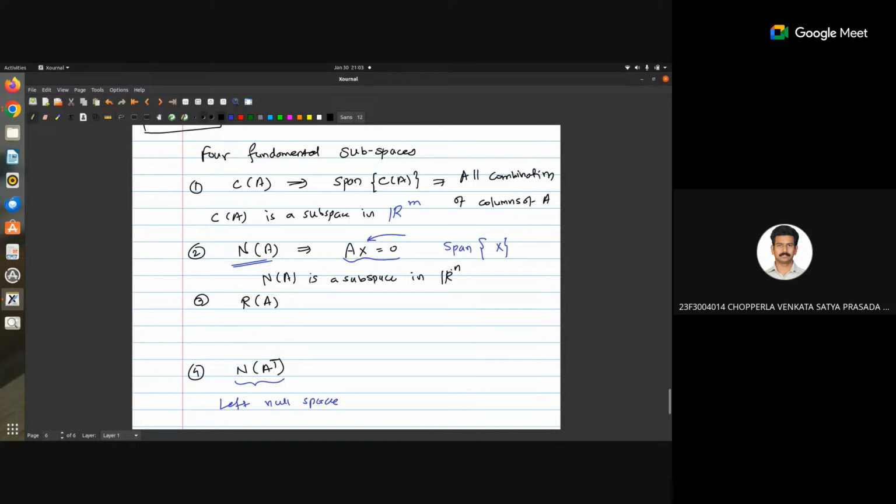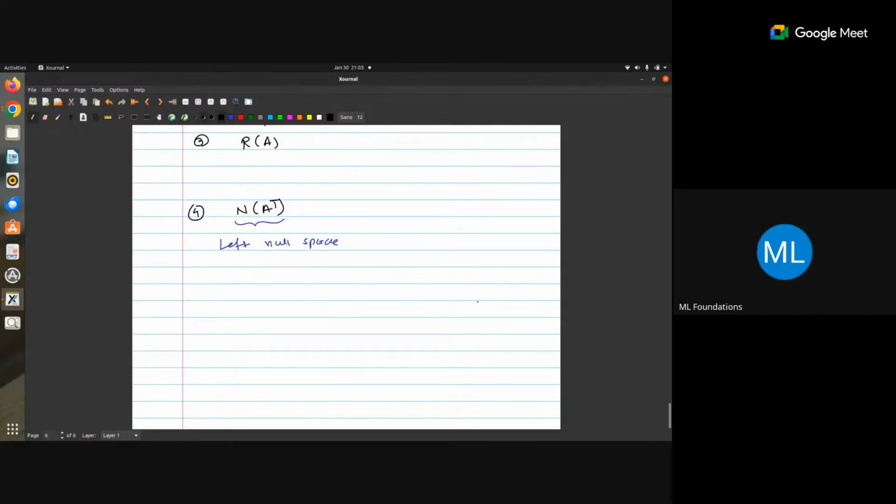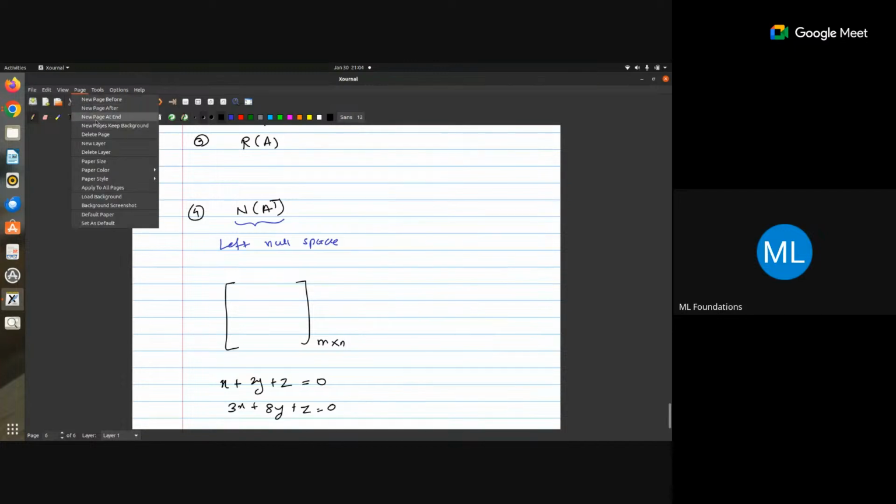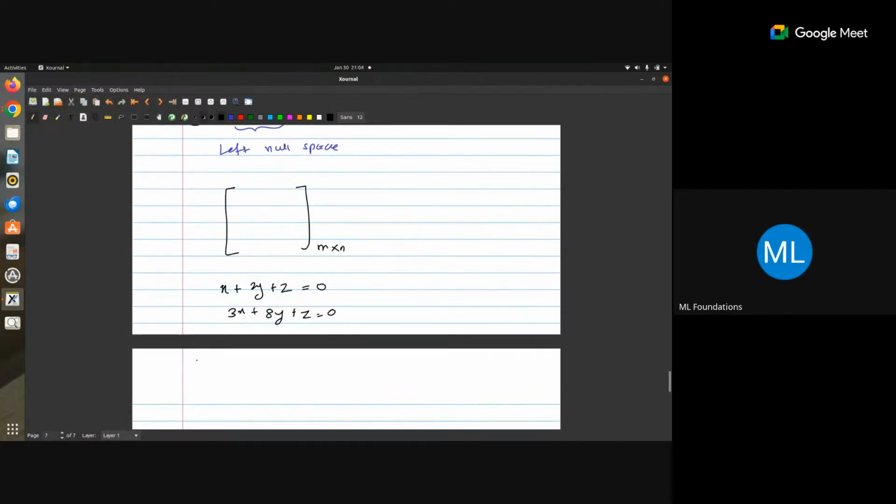Why Rn actually? This part I did not understand. So let us say you have a matrix A which is M cross N. Consider that I'm trying to solve a system of linear equations. I'll take the same example again. Let's say x plus 2y plus z equals 0, and another equation, 3x plus 8y plus z equals 0.